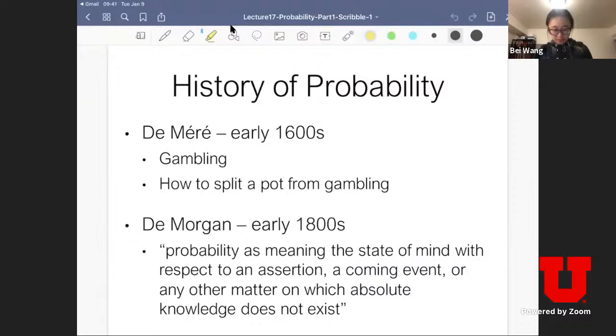Eventually, Pascal and Fermat started investigating the problem. It was among the first serious investigations of the mathematics behind probability. And in the early 1800s, De Morgan said, probability means the state of mind with respect to an assertion, a coming event, or any other matter on which absolute knowledge does not exist. But hopefully, we will learn some knowledge about probability today.